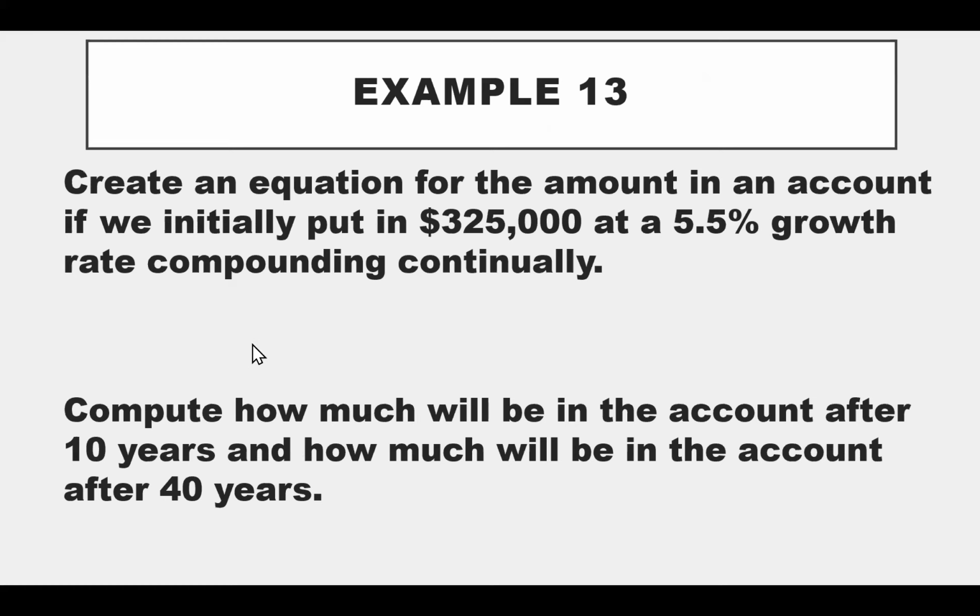So let's use this in a monetary situation. Let's create an equation for the amount in an account if we initially put in 325,000 at a 5.5% growth rate, compounding continually. And then we'll compute how much we'll have after 10 years, how much we'll have after 40 years. If you want to try this on your own, go ahead and push pause on the video and try it on your own. In a couple of seconds, I will do the problem.